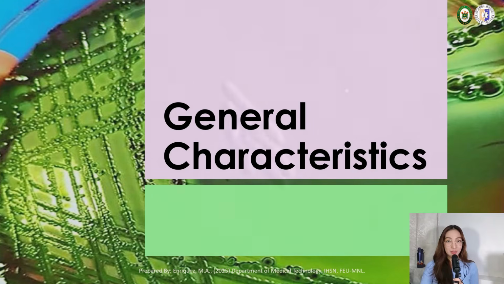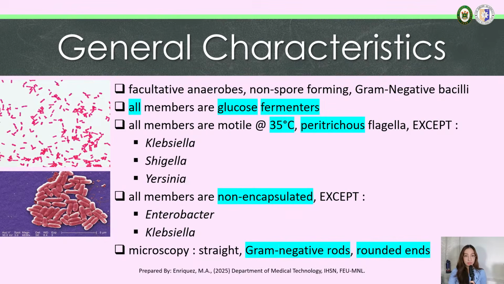Let's proceed with the general characteristics. Enterobacterales members are facultative anaerobes, which, in case you forgot, means that they can grow either in the presence or absence of oxygen, but they will grow better if oxygen is present. So again, facultative anaerobes po ang Enterobacterales members. They are also non-spore forming gram-negative bacilli.